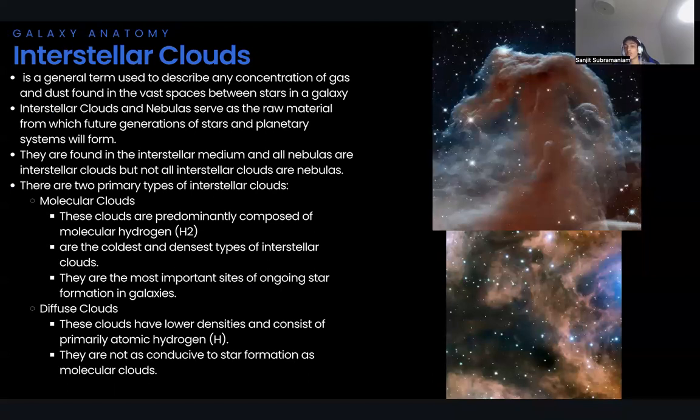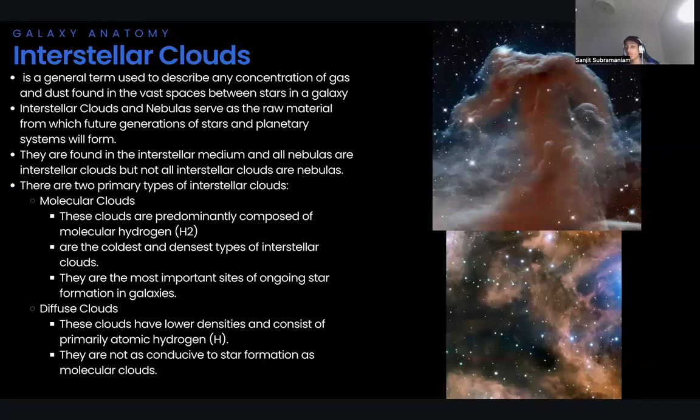First, we're going to be talking about the molecular clouds. These clouds are predominantly composed of molecular hydrogen, H2, and are the coldest and densest types of interstellar clouds. They are the most important sites of ongoing star formation in galaxies. Now, diffuse clouds. These clouds have lower densities and consist of primarily atomic hydrogen, H. They are not as conducive to star formation as molecular clouds.